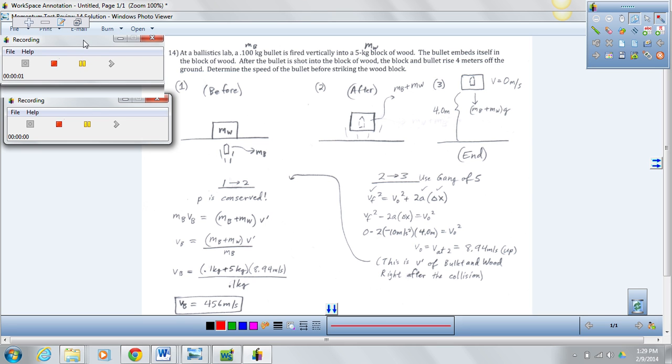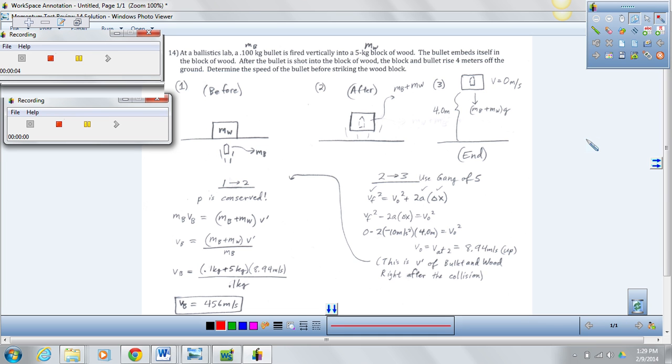Okay, this is a video solution for problem 14 on the momentum test review. It says that a ballistic slab, a 0.1 kilogram bullet, is fired vertically into a 5 kilogram block of wood. The bullet embeds itself in the block of wood, and after the bullet is shot into the block of wood, the block and the bullet rise 4 meters off the ground. Determine the speed of the bullet before it strikes the wood block.